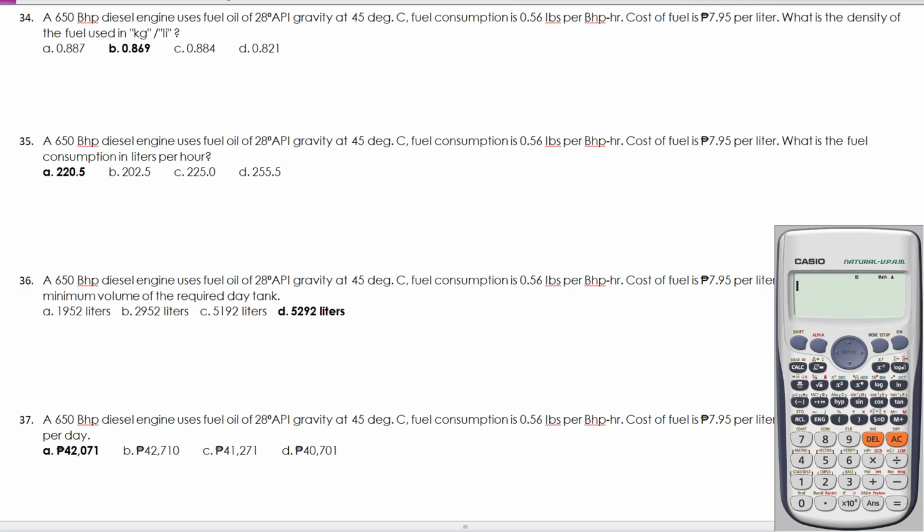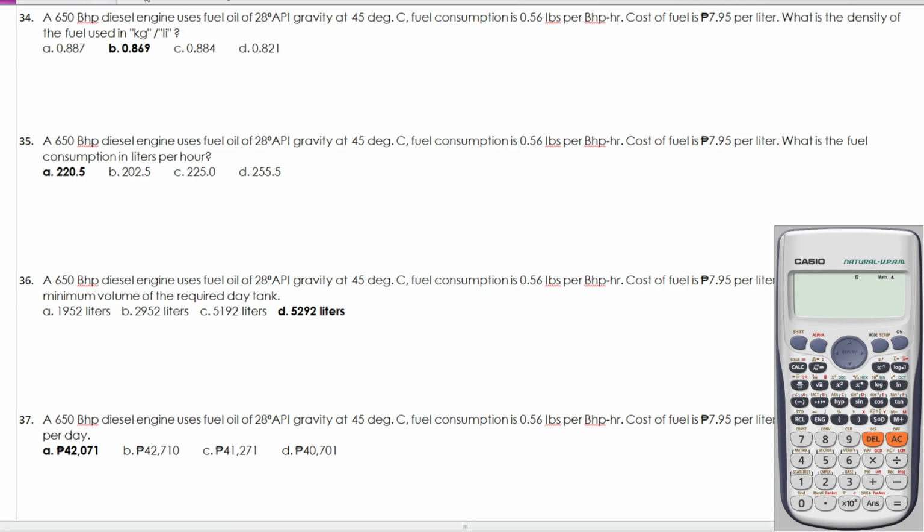Alright, so let us discuss. Number 34, a 650 brake horsepower diesel engine uses fuel oil of 28 degree API gravity at 45 degrees Celsius. Fuel consumption is 0.56 pounds per brake horsepower hour. Cost of fuel is 7.95 pesos per liter. What is the density of the fuel used in kilograms per liter?